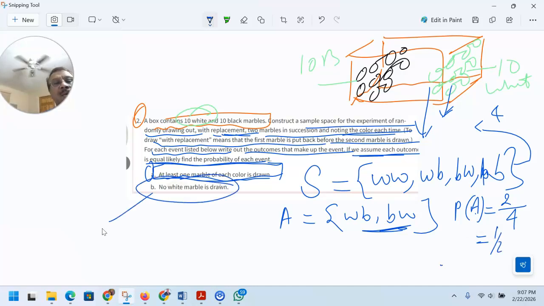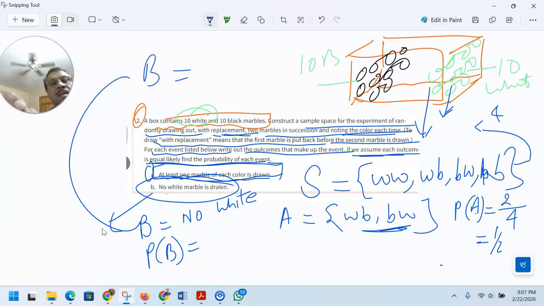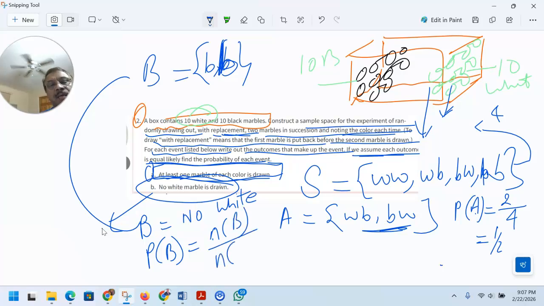And next one says no white. No white basically means both black. So this is the probability of B. No white means it has to be both black, black. So there's only one outcome. It will be the number of outcomes for B divided by n of S, the formula, which is 1 out of 4.